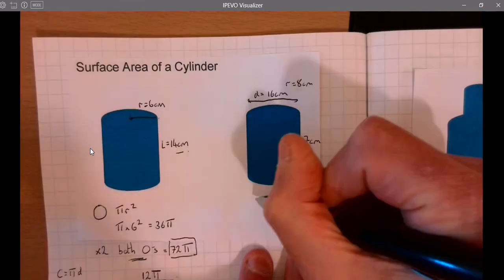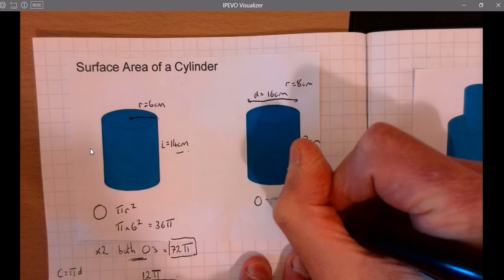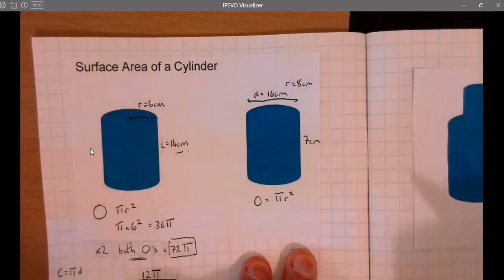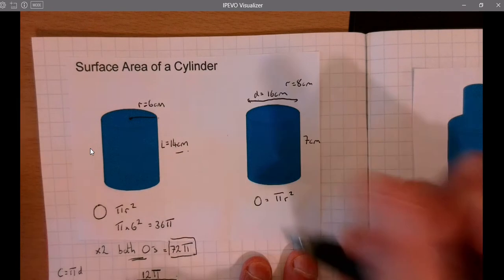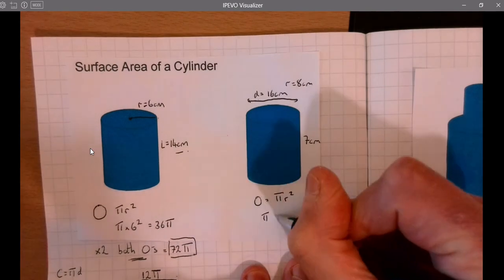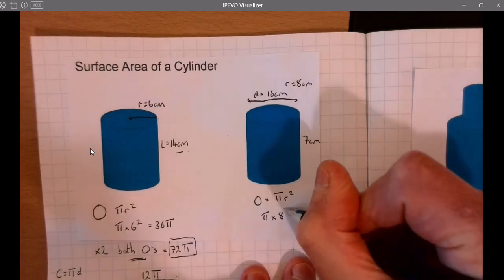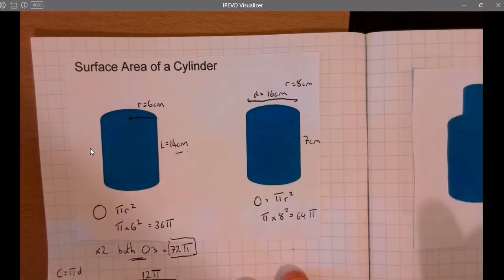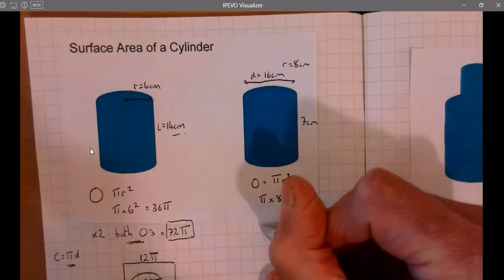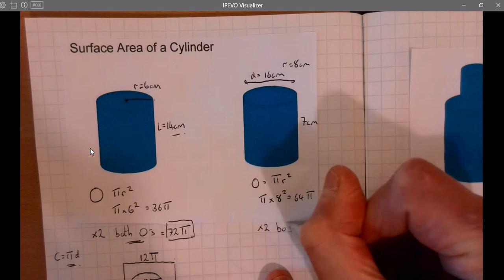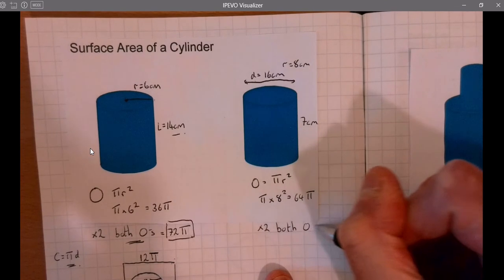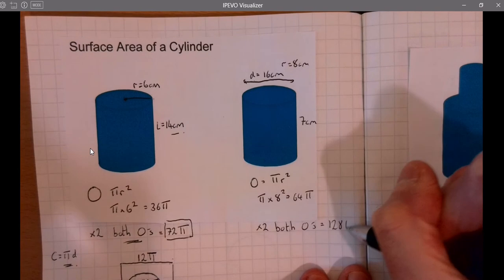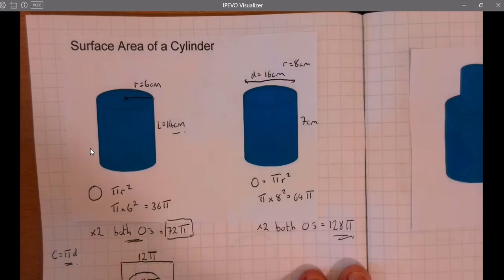So I'm going to do exactly the same thing. Remember, the area of a circle is pi r squared. The circumference of the circle, that's pi times the diameter. So pi times 8 squared. So that's 64 pi. Remember, we've got 2 circles. Okay, so we're going to times 2, and that gives us both circles. So if I multiply that by 2, that's 128 pi, just there.